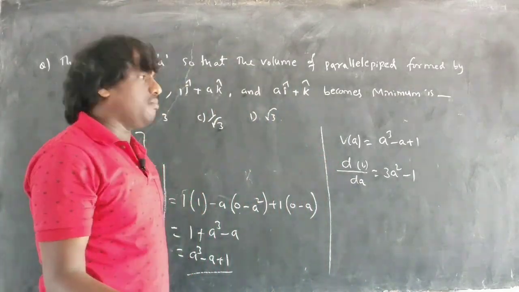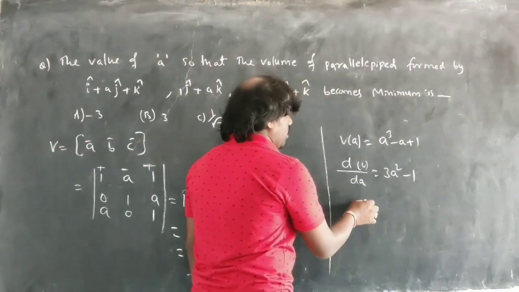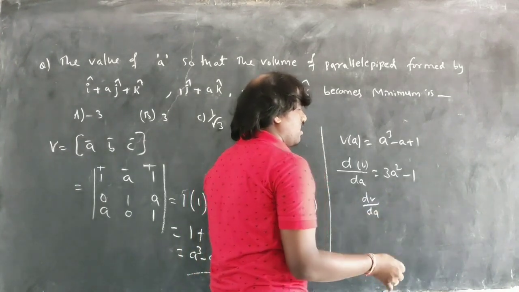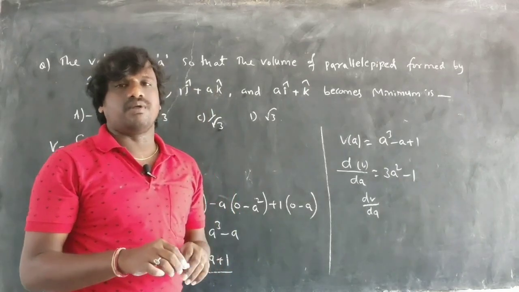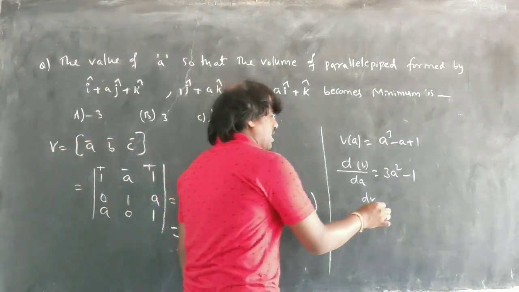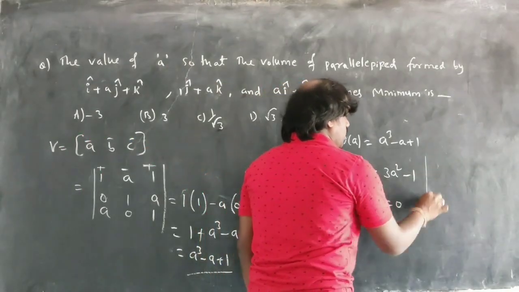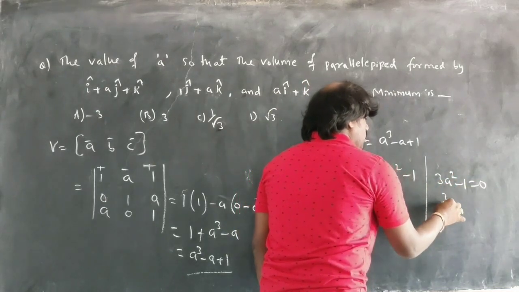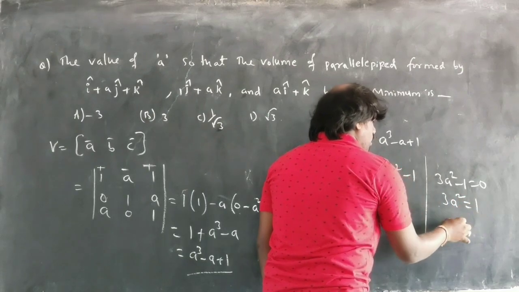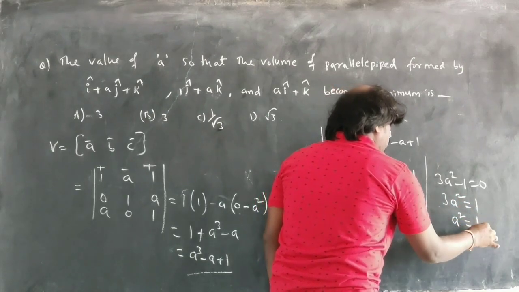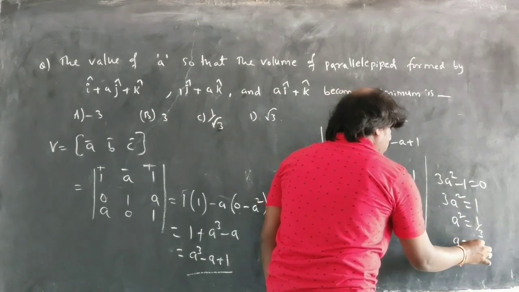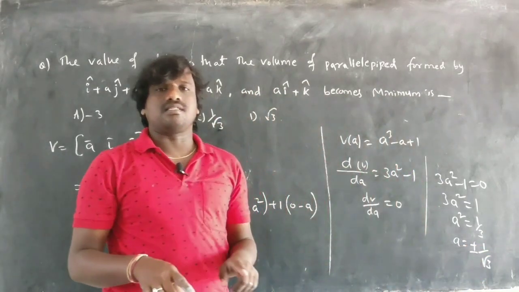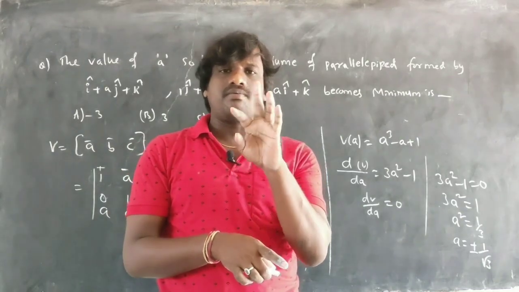What do you do if you want to find the maxima? You take dV by dA equal to 0, right? If we take this value equal to 0, I get 3A square minus 1 equal to 0. That is 3A square is equal to 1, A square is equal to 1 by 3, A is equal to plus or minus 1 by root 3. So with this plus or minus, one will be maxima, one will be minima.